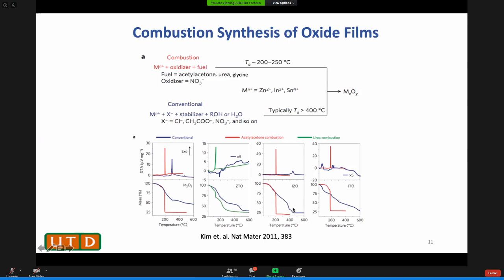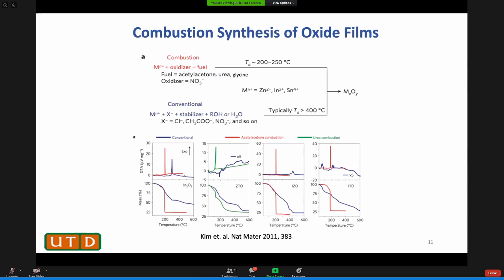So this is the main channel from chemistry point of view to lower the temperature needed to make metal oxides. However, 200 C, as I show you, is still too high for PET.